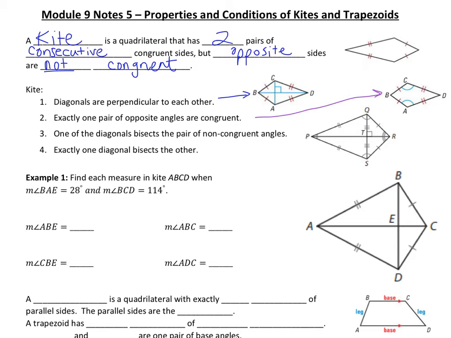One of the diagonals is going to bisect the pair of non-congruent angles. So that would be over here, that those angles are bisected in half. Now notice they're not congruent to begin with, so all four of those will not be congruent, just the side-by-side angles will be congruent to each other. Lastly, exactly one diagonal bisects the other. So this diagonal that connects the congruent angles together is the one that is cut into two equal pieces.